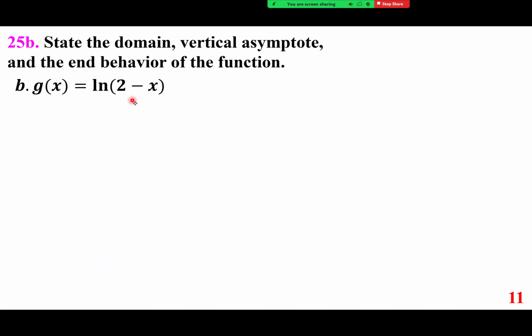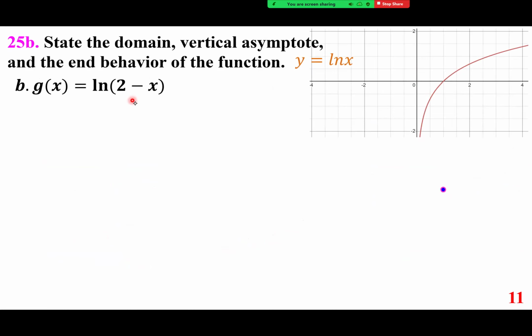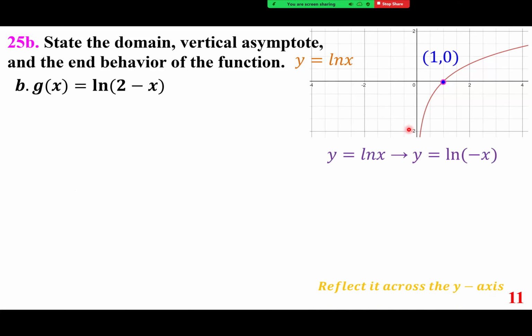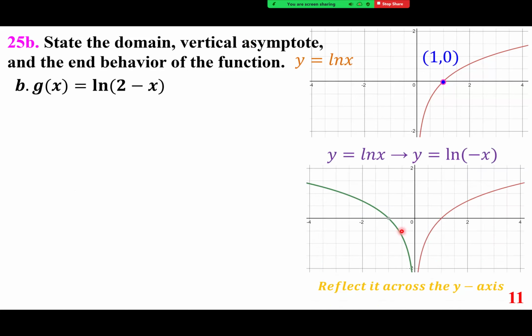All right, to graph this, we start with ln x. And of course, we have the same x-intercept at (1, 0). Then I want to discuss minus x. So ln of x to ln of minus x. You're changing x to minus x. That is reflection across the y-axis. So this becomes that. Therefore, this was at (1, 0). Now this is (-1, 0).